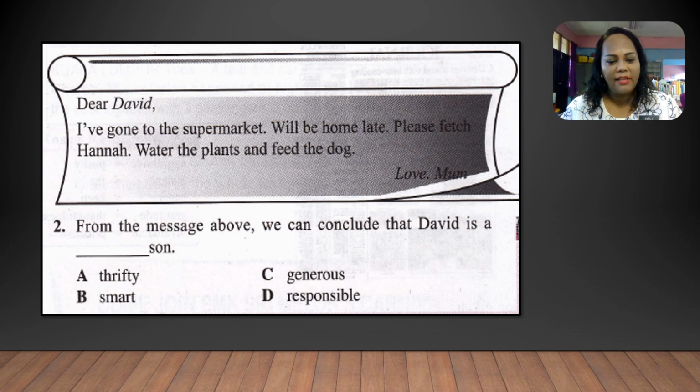Question 2 is a message. Okay, read the message carefully. Alright, you have to understand the meaning of the words, not only in the text but also in the option. Alright, before you can answer the question. So let's see how it is done.